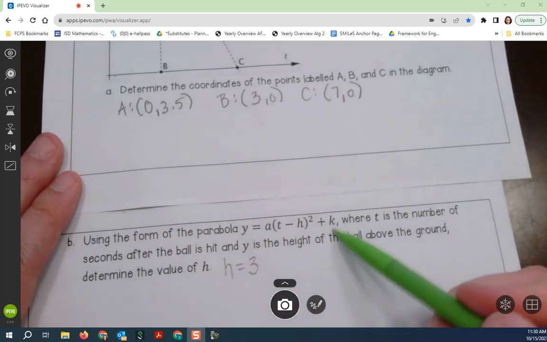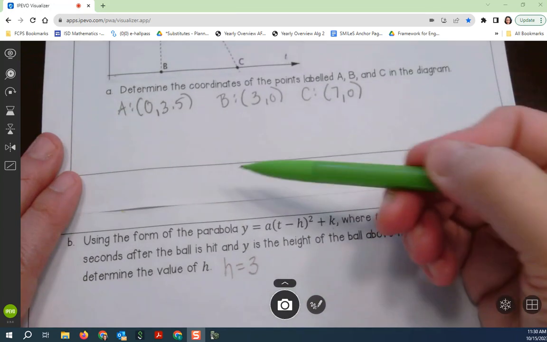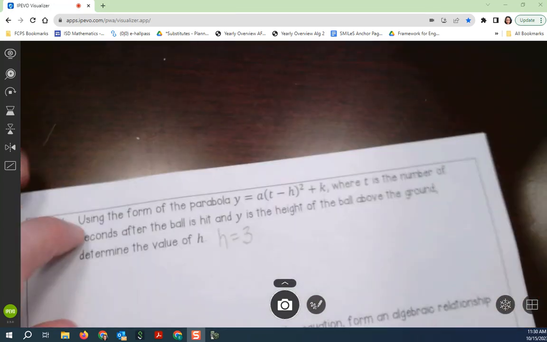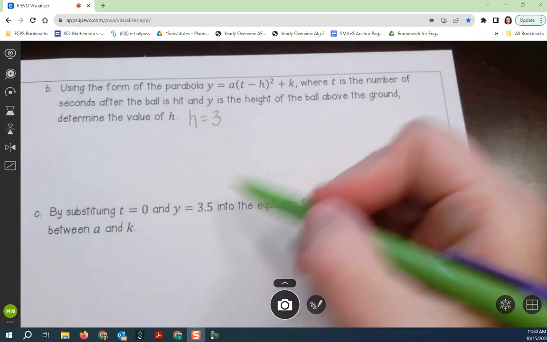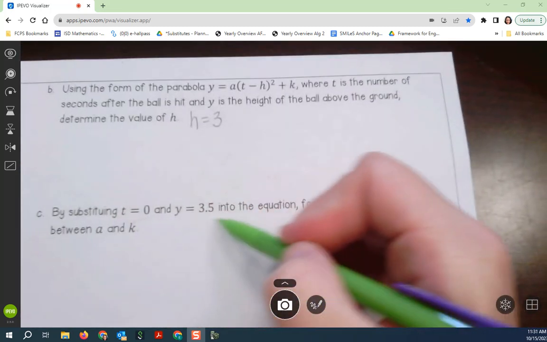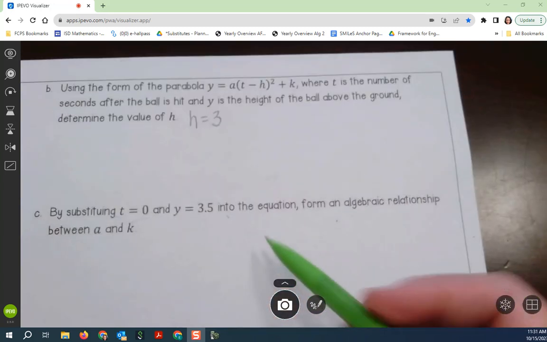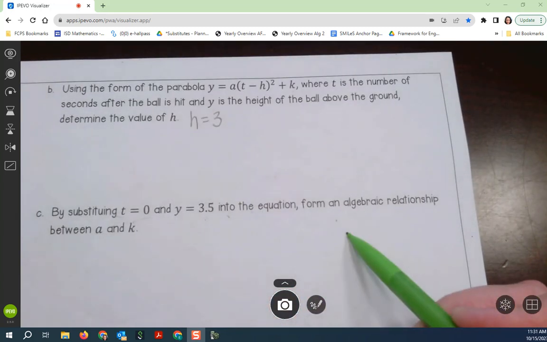What I don't know is this one, k. I don't know how much it has been shifted up. So in the next problem, we're going to find k. And here's how we're going to do it. We're going to use this first point. Remember, this was the starting point of the parabola. We're going to substitute that into the equation, and we're going to use 3 for h, and we're going to try to find an algebraic relationship between a and k.